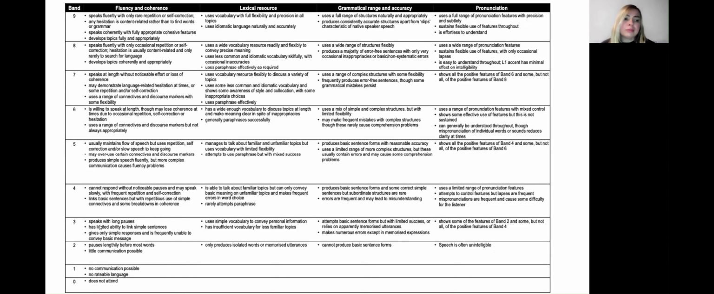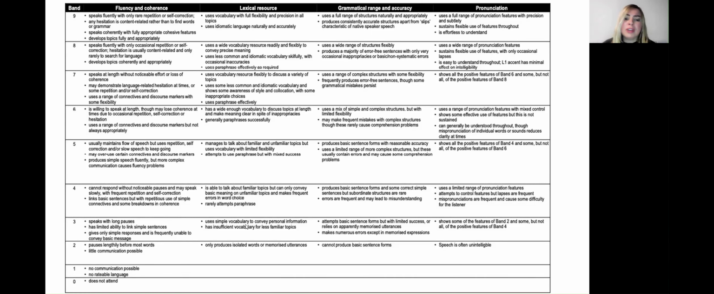At level 3, you are speaking but with long pauses, limited ability to link simple sentences. So you might be able to speak, but you have to pause, and you might find it difficult to link your ideas together. And you're able only to give simple responses, frequently unable to convey the basic message. So your communication is not fluid.